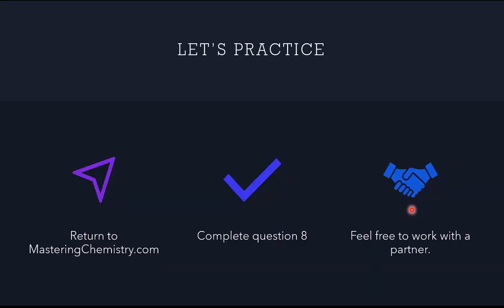So let's practice this concept. Please return to masteringchemistry.com and work question 8. Again, feel free to work with a partner, jot down any questions you may have, and bring them with you the next time we meet, or email them to me. Okay, pause, and when you're ready, resume the lecture.